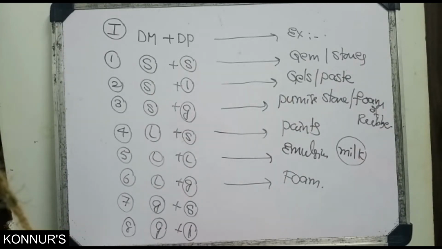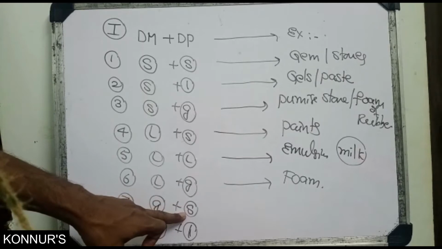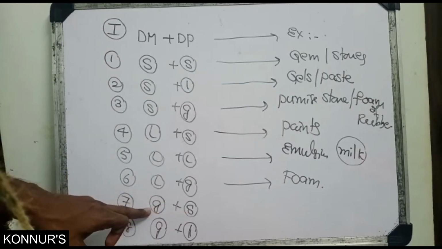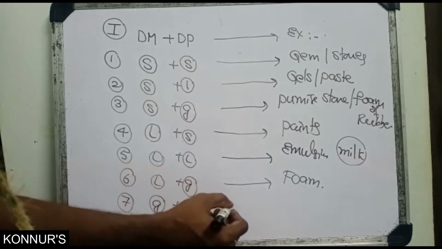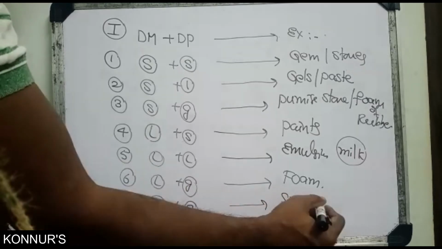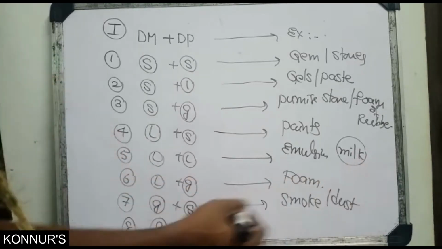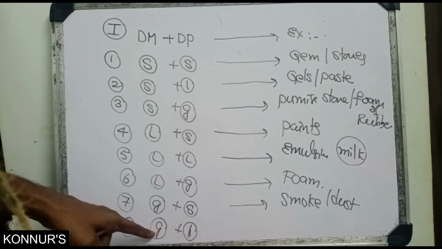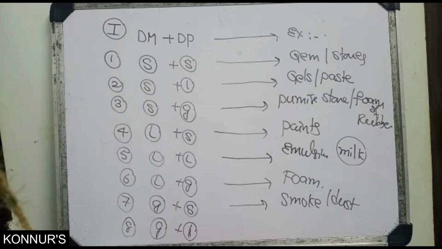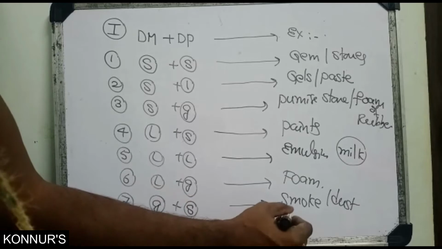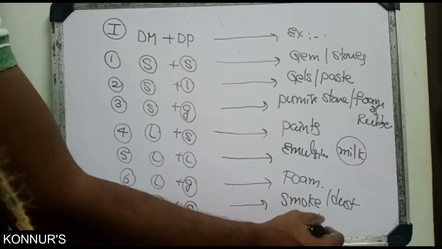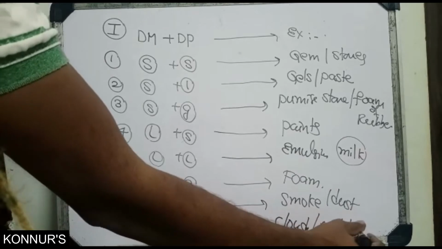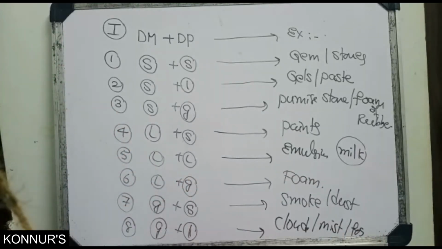Next, a small amount of solid present in a large amount of gas: that is smoke or dust. Next, a small amount of liquid in a large amount of gas. By seeing it you must visualize: that is clouds. Clouds, mist and fog all come under this. From the entrance exam point of view, the examples are very, very important.